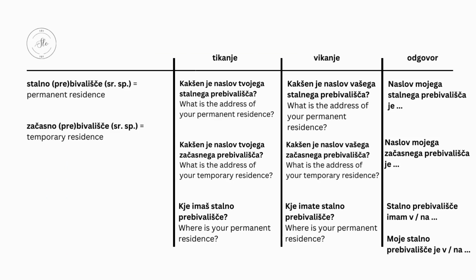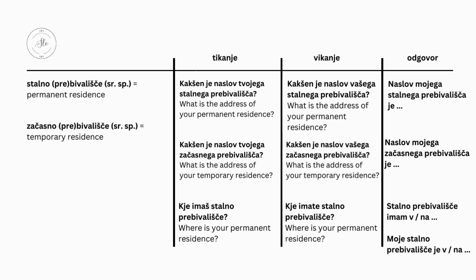Next up, we have stalno prebivališče and začasno prebivališče, which mean permanent residence and temporary residence. You can say either prebivališče or bivališče. Let's look at the questions. If you use dikanje, you can ask any of the following questions. Kakšen je naslov tvojega stalnega prebivališča? Kakšen je naslov tvojega začasnega prebivališča? Kje imaš stalno prebivališče? Kje imaš začasno prebivališče?